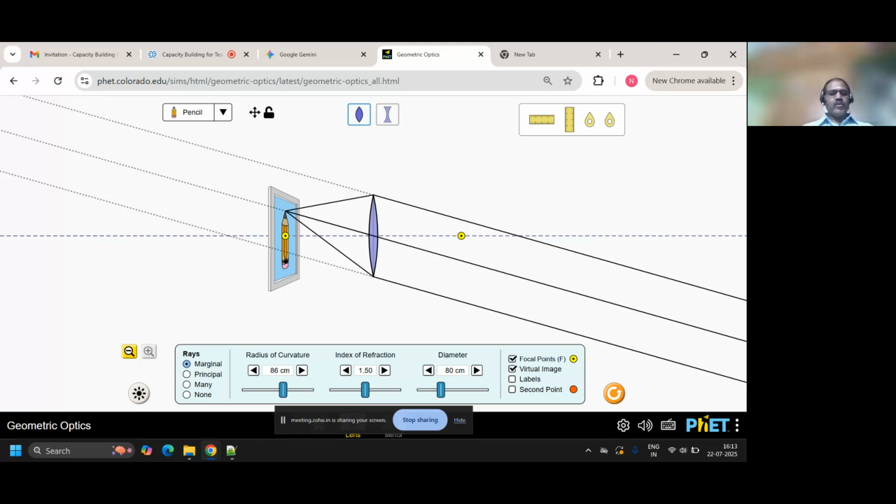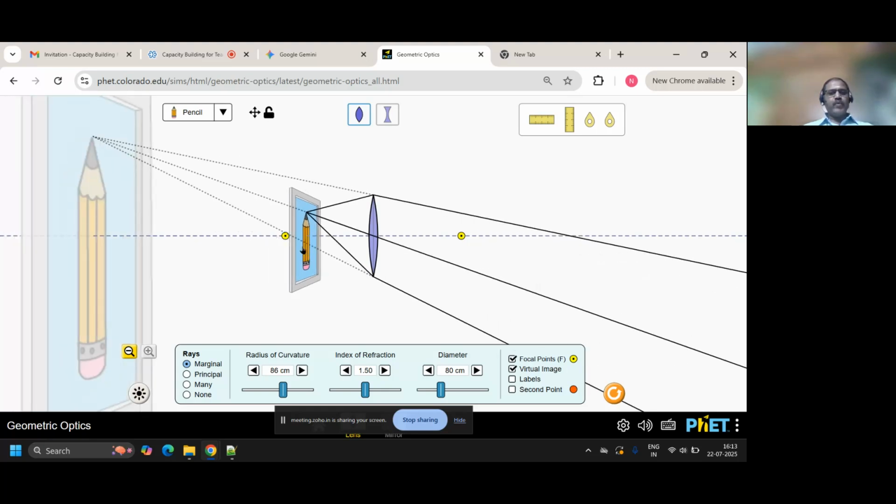Now, if the object goes between the focal point and the lens, a virtual image is seen. Again, it is a Maya BIM. The virtual image is straight. Both the object and the virtual image are on the same side.